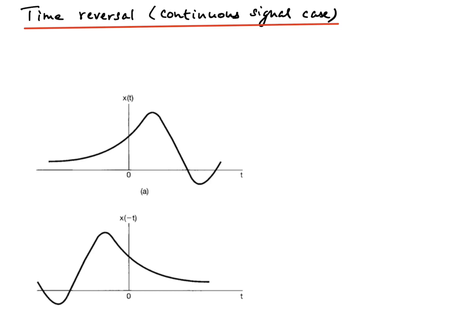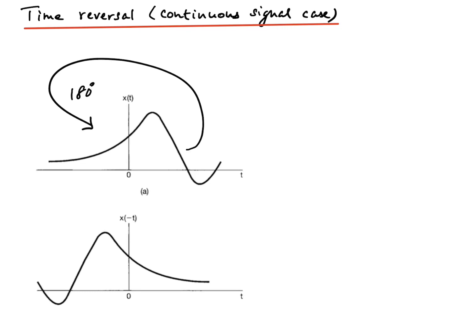So x of minus t is basically the time reversed version of the signal x of t. So basically it is rotation by 180 degrees.